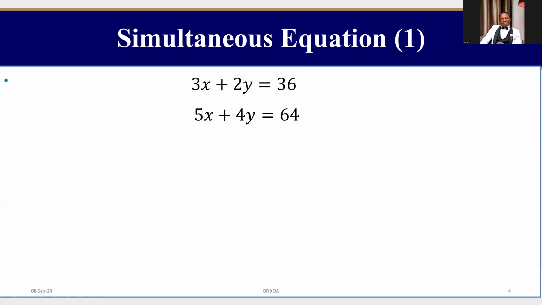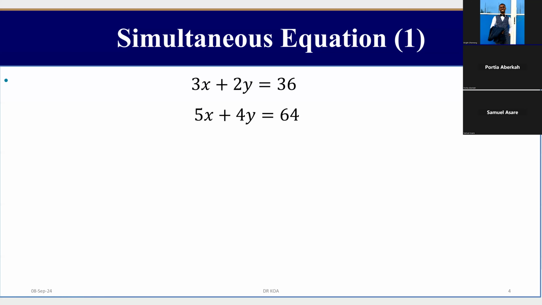Okay, so this is a simultaneous equation. Basically, there are two ways of solving simultaneous equations, and I know some of you know about it. What are the two ways of solving simultaneous equations? Who can remind us?